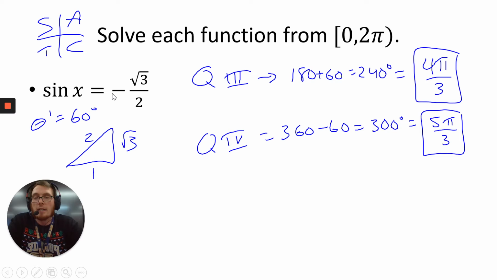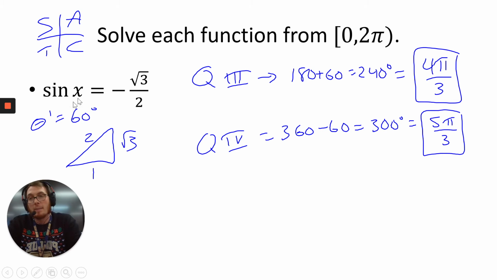The next one says sine of x is negative root 3 over 2. If I'm going the reference angle route with exact values, I'm going to ignore the negative sign for now and make sure I know the opposite is root 3 and the hypotenuse is 2. That finds that my reference angle is again 60 degrees. But since sine is negative in quadrants 3 and 4, the answer in quadrant 3 is found by taking 180 plus the reference angle of 60, making it 240. In quadrant 4, it's 360 minus the reference angle of 60, which is 300. Times pi over 180, that gives 4 pi over 3 and 5 pi over 3.